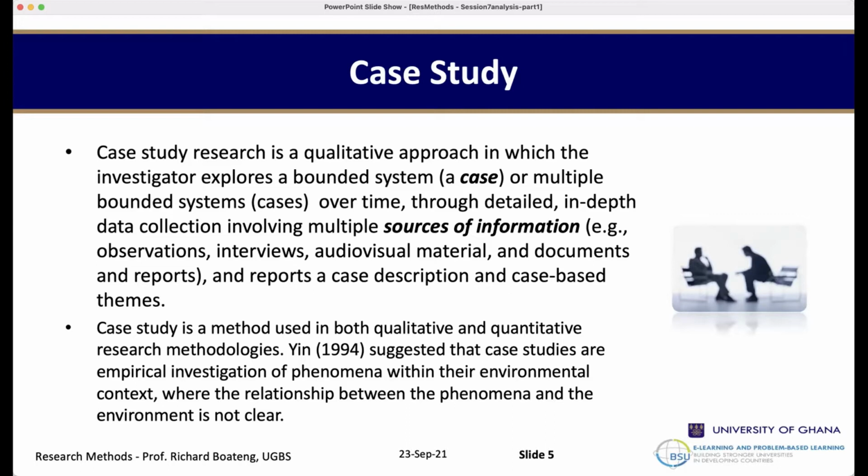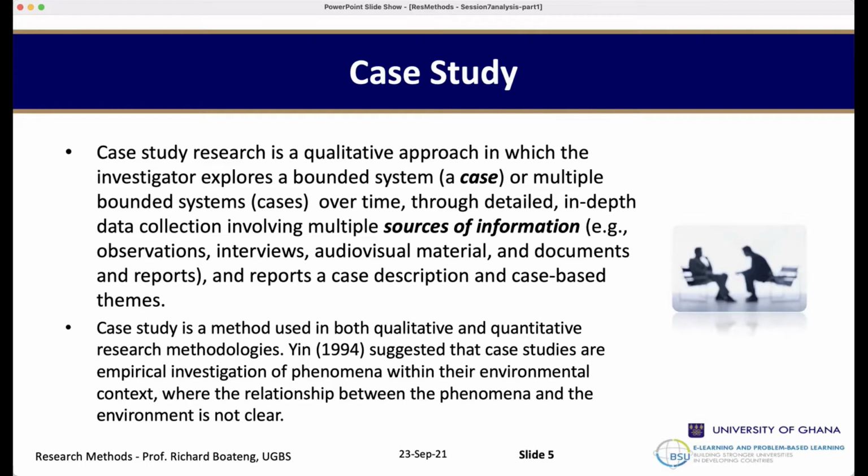So the case study itself is a methodology that can be applied to both quantitative and qualitative. But according to Jean, case studies are an empirical investigation of a phenomenon within its environmental context. So the context cannot be stripped from the case. I mentioned that with qualitative research, you don't strip the context from the case, from what you are trying to study, or from the data.